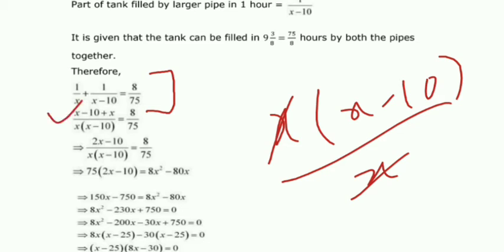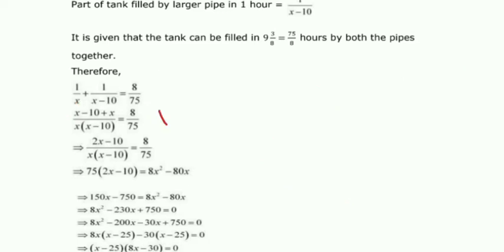Now x minus 10 into x divided by x minus 10, so x remained, x into 1 is x, equals 8 upon 75. Now this is x and this is another x, so x plus x is 2x. Clear? 2x minus 10 upon x into x minus 10 equals 8 upon 75. Now we have to cross multiply this. Just cross multiply: 75 multiplied by 2x minus 10.